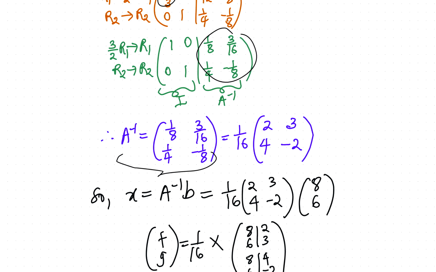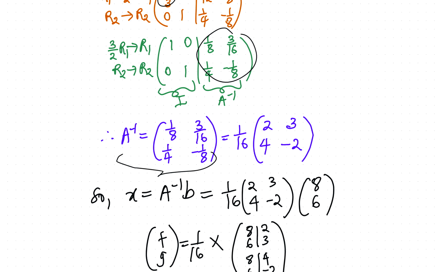Since 16 is the biggest number, we can take it out. To balance it, 1 over 8 becomes 2, because 2 over 16 is 1 over 8. Then 3 over 16 remains because 16 was under it. For 1 over 4, this becomes 4, because 4 over 16 is 1 over 4. For minus 1 over 8, this is minus 2, because minus 2 over 16 is minus 1 over 8. This makes things tidier so that you don't have to stress too much about fractions.